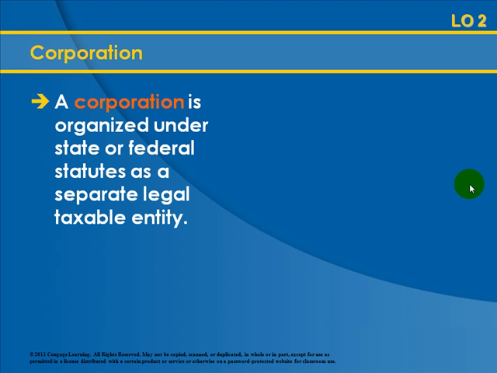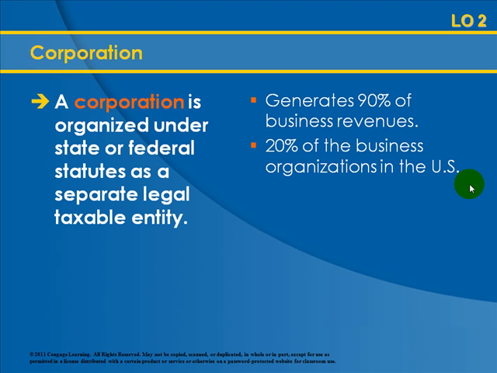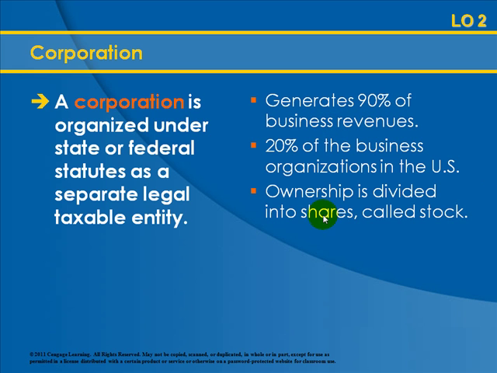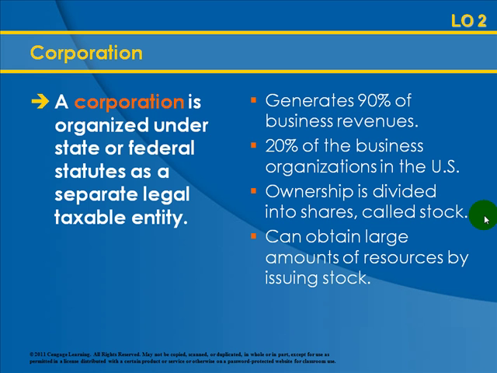A corporation is organized under state and federal statutes as a separate legal taxable entity. This generates 90% of business revenues. 20% of the business organizations in the U.S. are made up by corporations. So 20% of the businesses in the United States generate 90% of business revenues. Ownership is divided into shares called stock, and this can obtain large amounts of resources by issuing stock. These are generally used by large businesses.